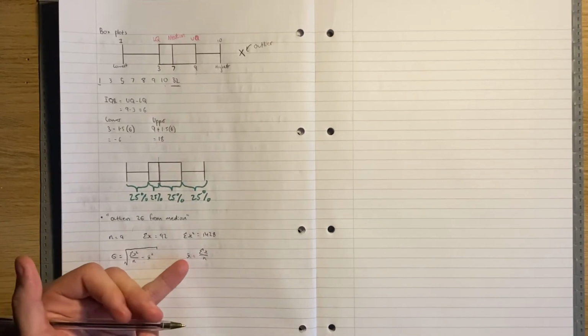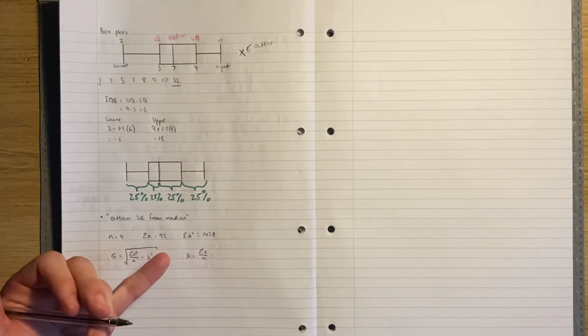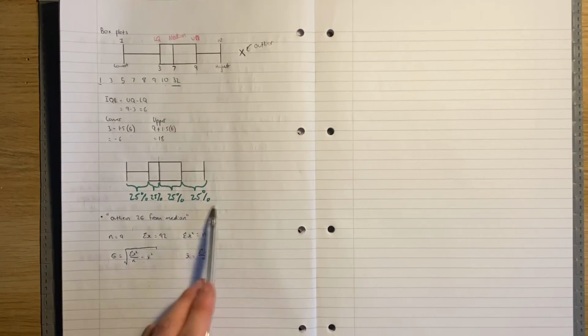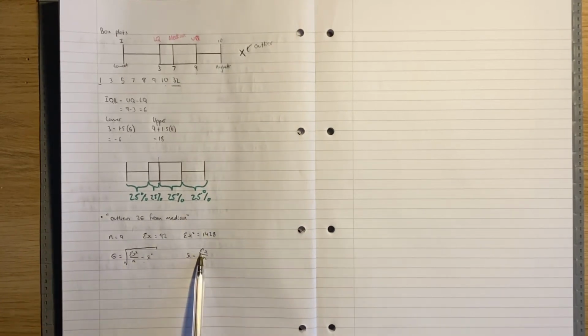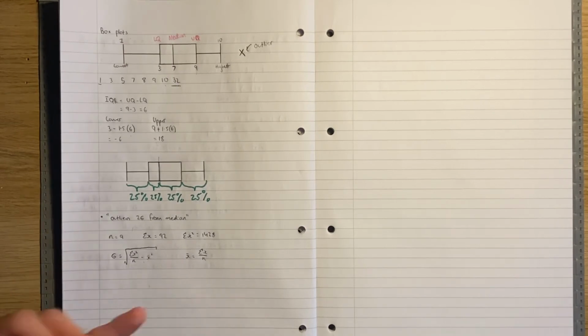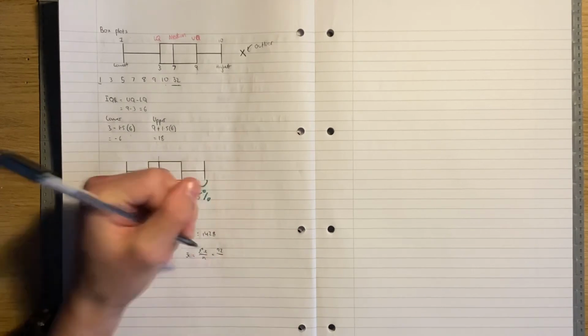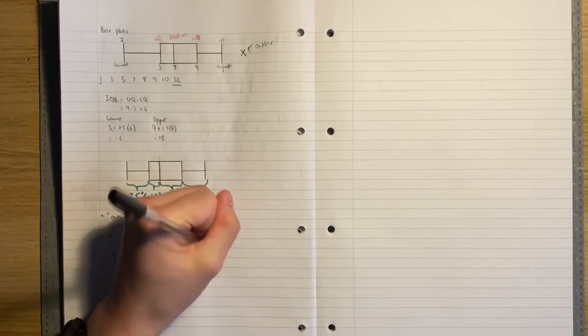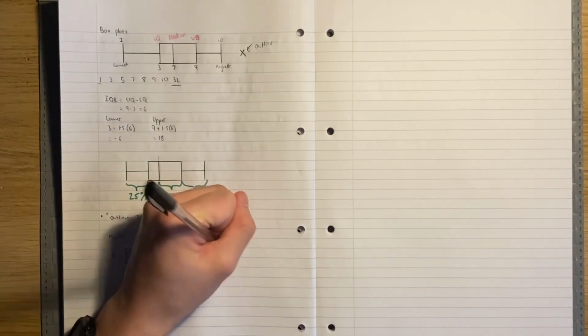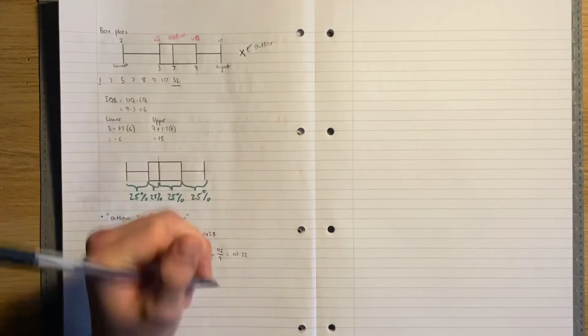So x bar is the mean, so if you're to find the mean, you're going to add all of your things together and divide by how many there are. So that's basically what it's saying. Sigma means the sum of, and x is just the x values. So the sum of the x values divided by n, which is how many there are. So in this case, x bar is going to be sigma x, which is 92, divided by n, which is 9, which is equal to about 10.22.